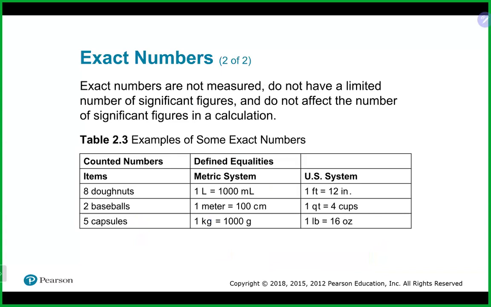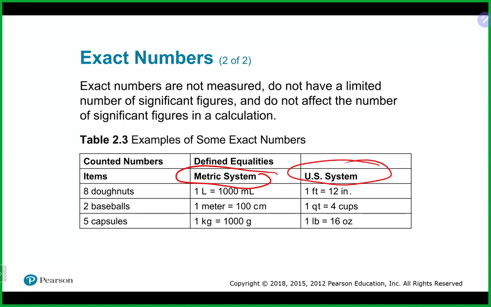Now, what are considered exact numbers? For sure, if you have any type of metric to metric conversion, like 1 meter is 100 centimeters, 1 kilogram is 100 grams, definitely considered an exact number. If you have any US or English to English conversion, like 1 foot is 12 inches, it is considered an exact number. You don't have to worry about it in your calculation.